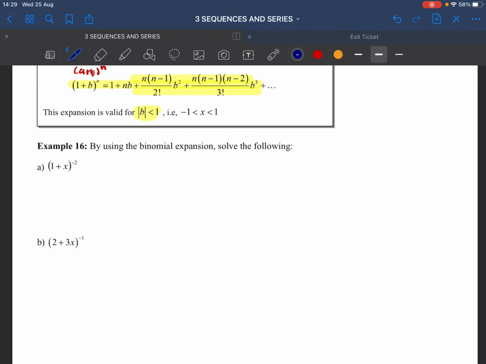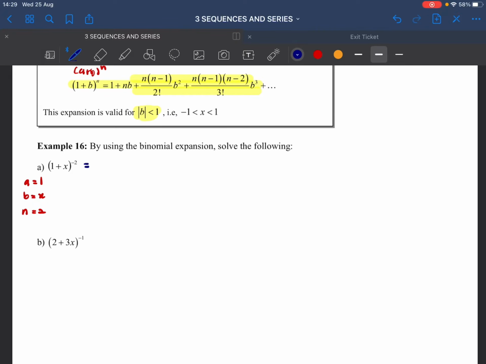So example 16. By using the binomial expansion, solve 1 plus x to the power of negative 2. So first thing first, if you see a binomial expansion question, what you have to identify is your n. So for this question, our n is negative 2. So we know that we have to use the formula yang ada 1, yang wajib 1. So from here we know that our a is already 1, b is x, n is equals to negative 2.